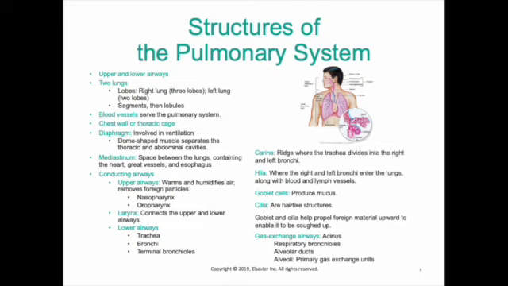Goblet cells produce mucus, and the cilia are hair-like structures that can be found throughout the respiratory tract. The goblet cells and cilia are going to help propel any foreign material upward and out. And this is what happens when we cough. We are trying to move up a foreign object, foreign material, and alleviate it through coughing. This is bringing up foreign material through mucus produced by the goblet cells, and then those cilia, those hair-like structures, help to bring it upward.